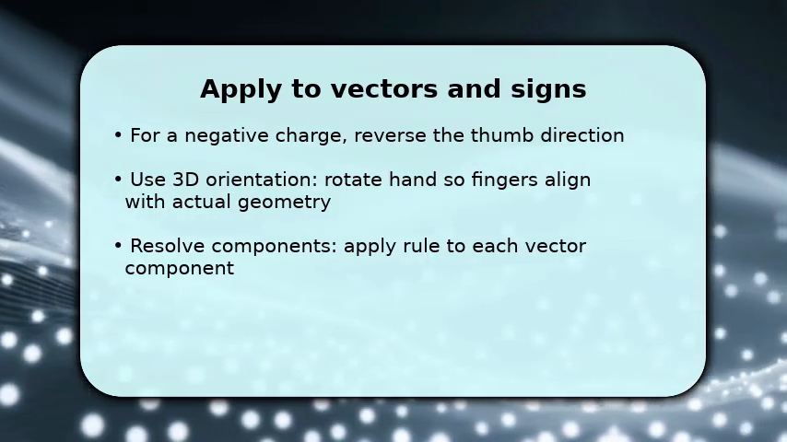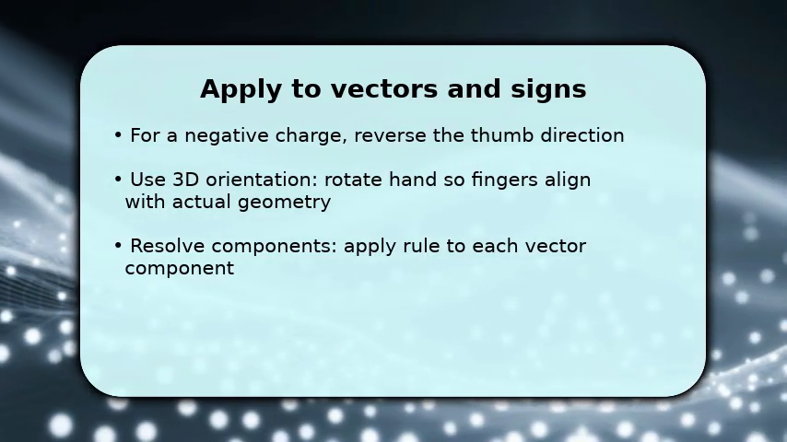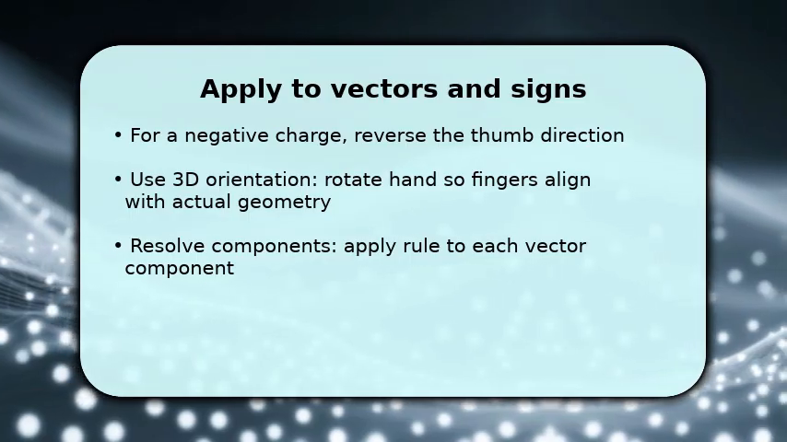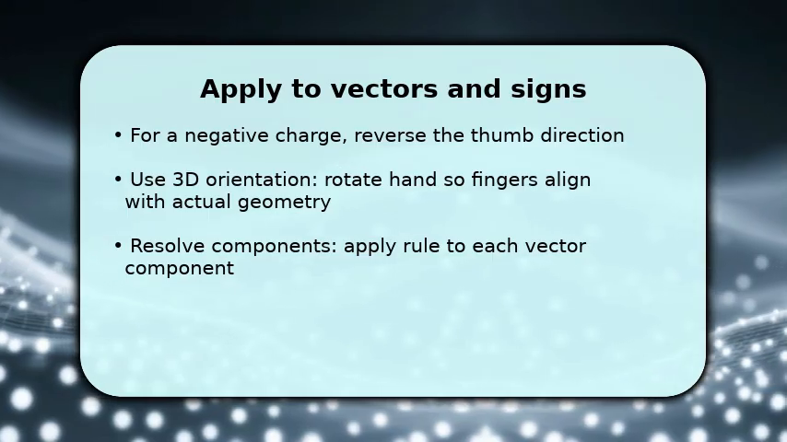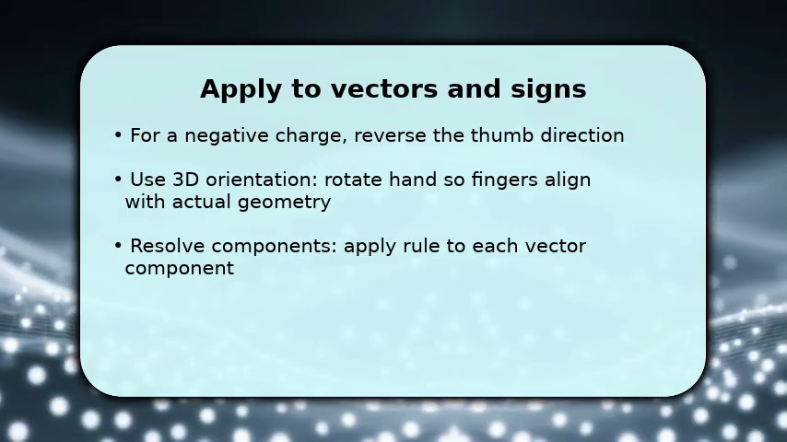When vectors have components, apply the rule to each component pair and sum results. This helps for angled fields. Make sure to visualize perpendicular projections when components aren't orthogonal.